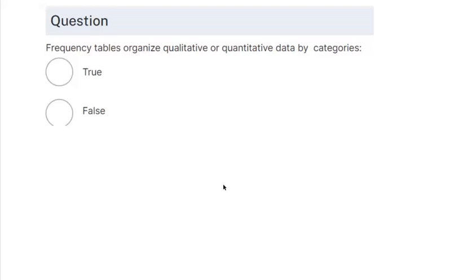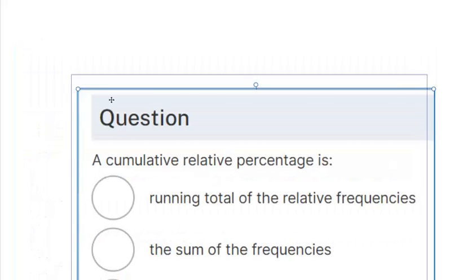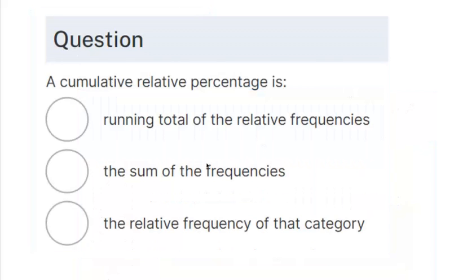Frequency tables organize qualitative or quantitative data by categories. That is true. That last frequency table was talking about blue, green, different categories, okay? Categories are like boxes you could put items in. You know, this is a green item, so we put it in the green box. So frequency tables have categories as one of the axes because we're counting up how many people fit the green category, how many people fit the red category.